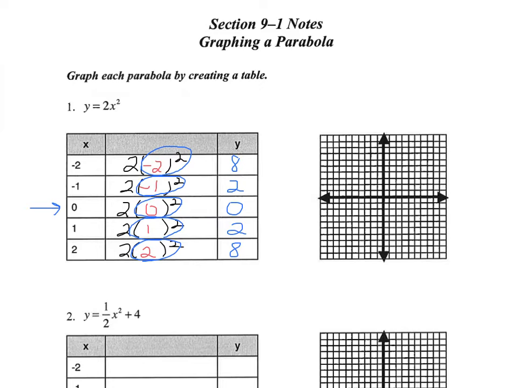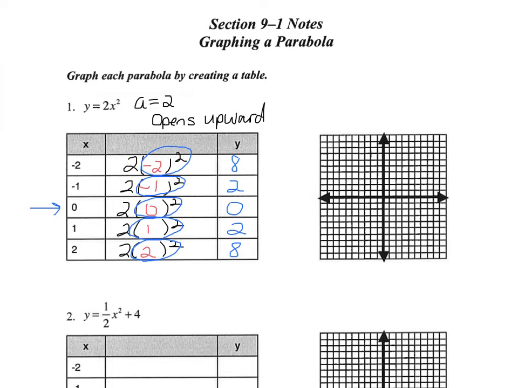Before I plot these points, I think it's important to realize which way this parabola opens. In this problem, my a value is the number associated with the x squared, which is +2. And so that means that this parabola is going to open upward. So let's plot these points, and hopefully we end up with a parabola that opens upward.